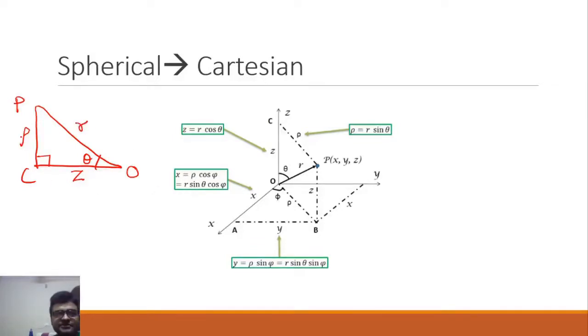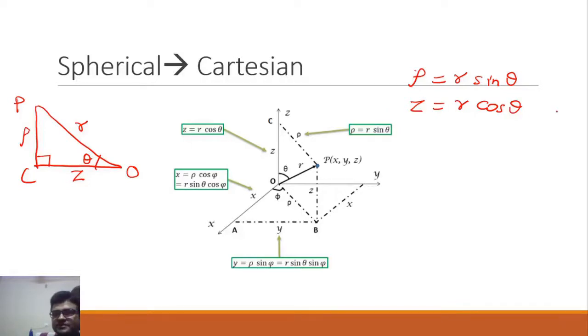Let us first concentrate on this triangle. In this triangle, what can we write rho as? See, rho is the perpendicular, and rho can be written as r sin theta. Why? Because rho is the perpendicular, and we know that sine is perpendicular upon hypotenuse. So because sin theta equals rho by r, we can write that rho equals r sin theta. Also, can we write z as r cos theta? Yes, we can write it because z is the base. So cos theta equals base divided by hypotenuse, so z can be written as r cos theta.